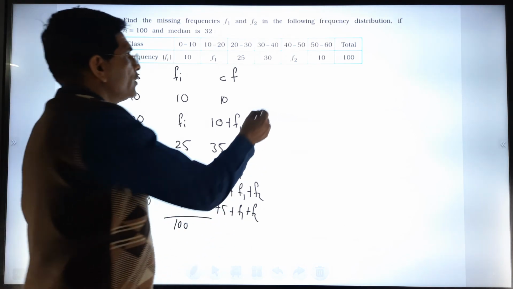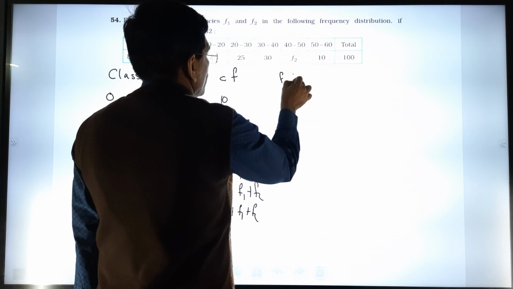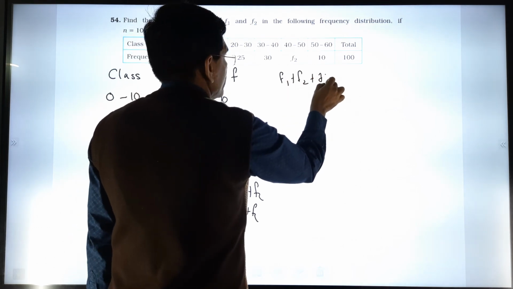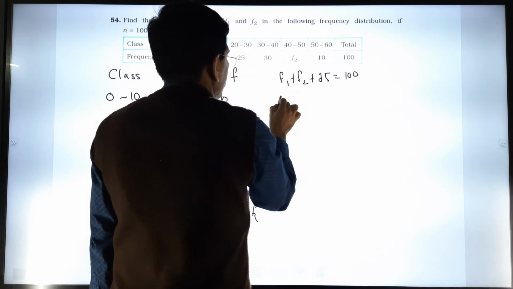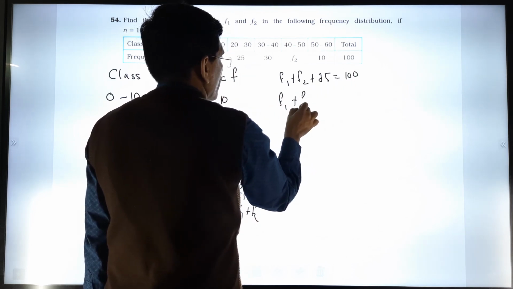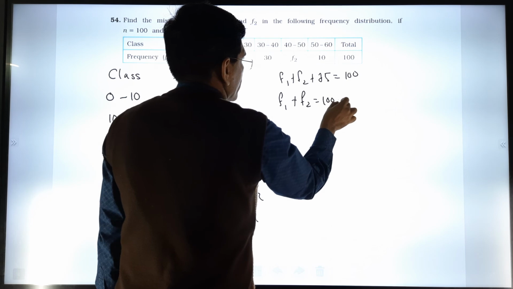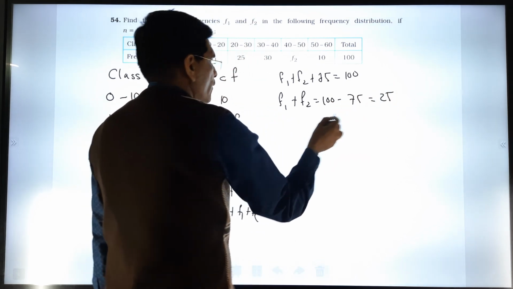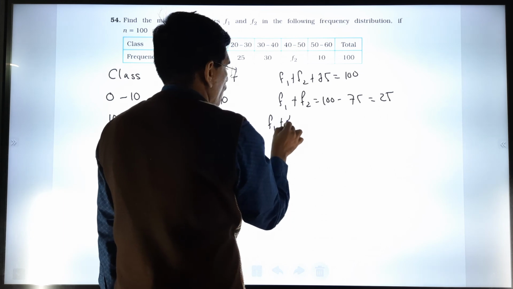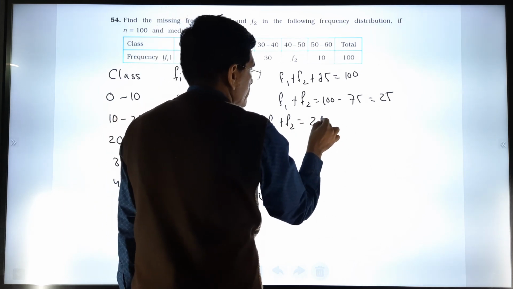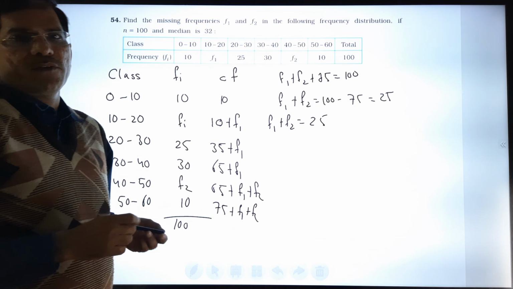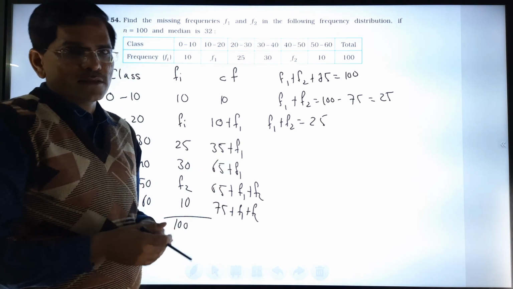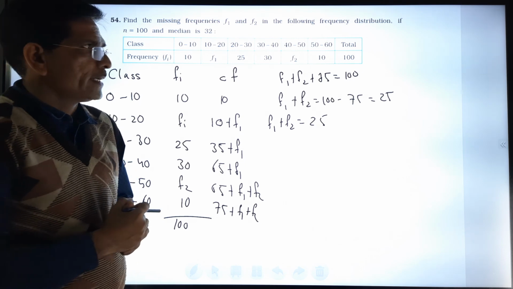Now we already know that F1 plus F2 plus 75 is equal to 100. So F1 plus F2 is equal to 100 minus 75, that is 25. So always remember that the sum of the two frequencies will give you the answer 25. Sometimes we have seen that they get the answer in negative, so don't write your answer for a frequency as a negative.